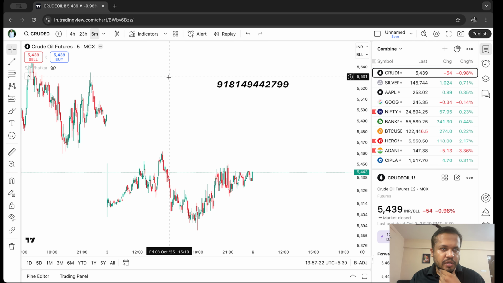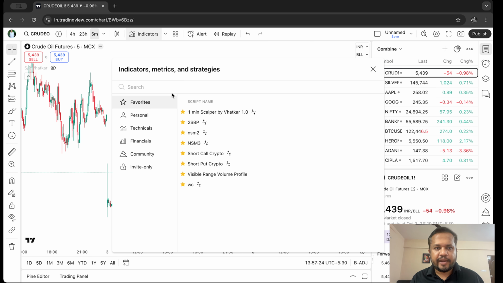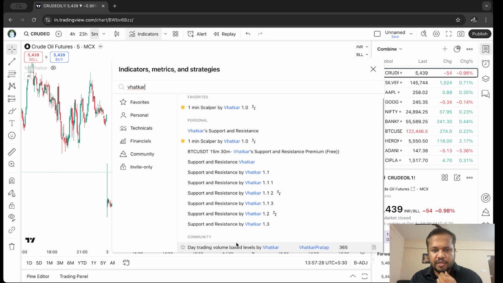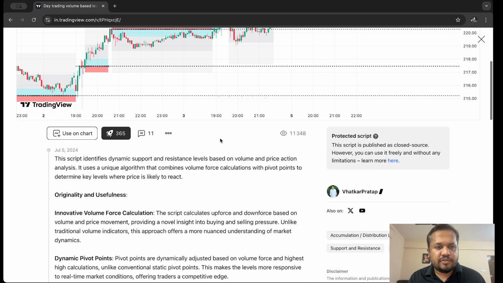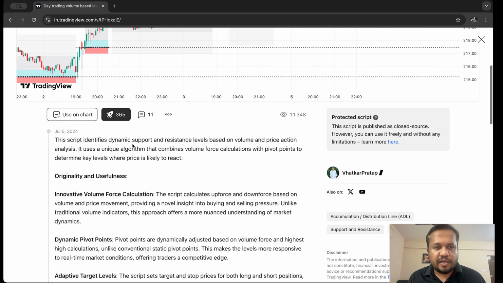As you know, for adding an indicator, you go to the indicator tab and type the name of the author, which is Wutker. Okay, so this is the indicator I'm talking about. The indicator name is Day Trading Volume Based Levels by Wutker. As you can see, it has 365 upvotes and almost 11,348 people have used this.